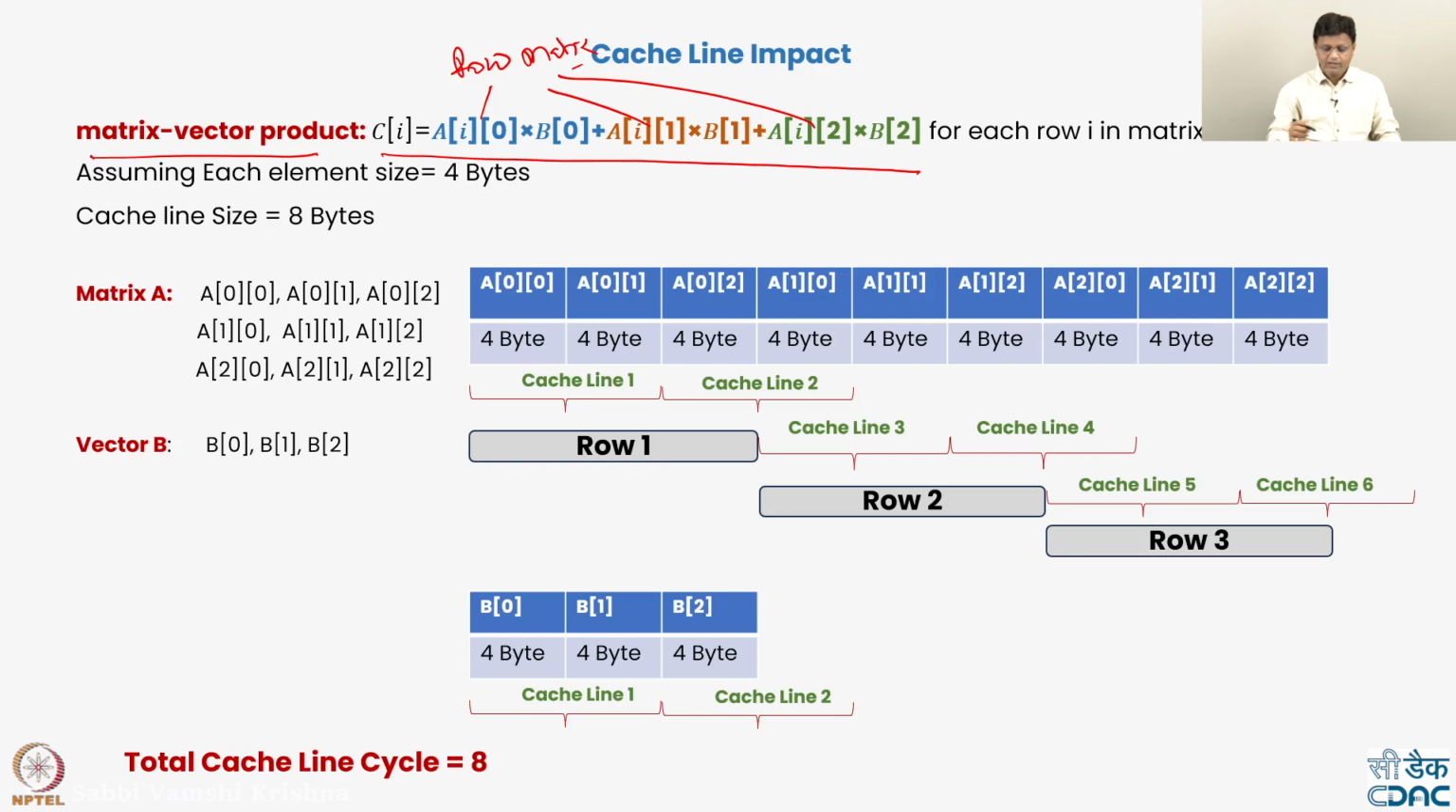Right. And I have made some assumptions here. Suppose each element stored in this particular location is 4 bytes, and I am considering that my cache line size is 8 bytes. Meaning whenever I generate a memory request, it will be performed with the help of cache lines, and a cache line is 8 bytes only.